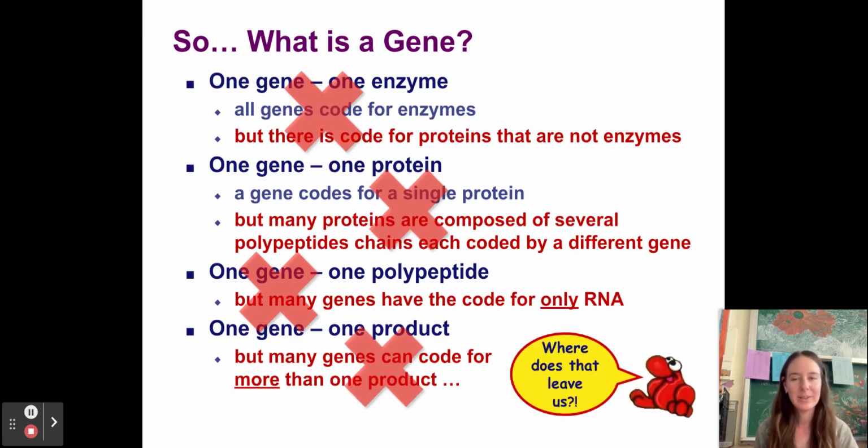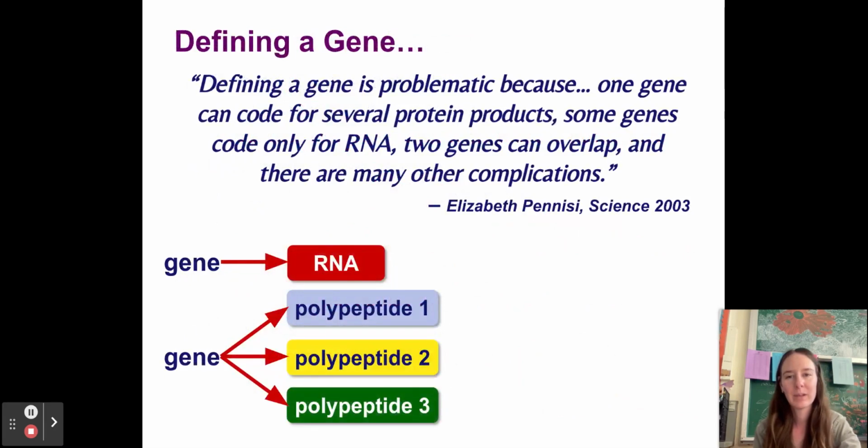What is a gene? What is the gene instructions for? Well, let's take a look at this quote here. It's problematic to define a gene because one gene can code for several different protein products. Some genes only code for RNA. Genes can overlap, and there are more complications. As you can see here, some genes only code for RNA, and they never actually make it to a product. Some genes code for many different polypeptides.